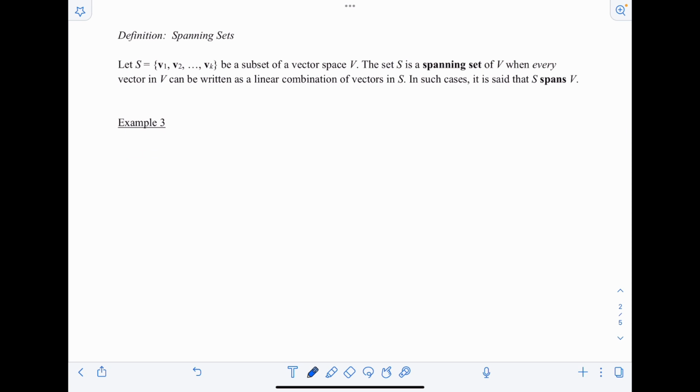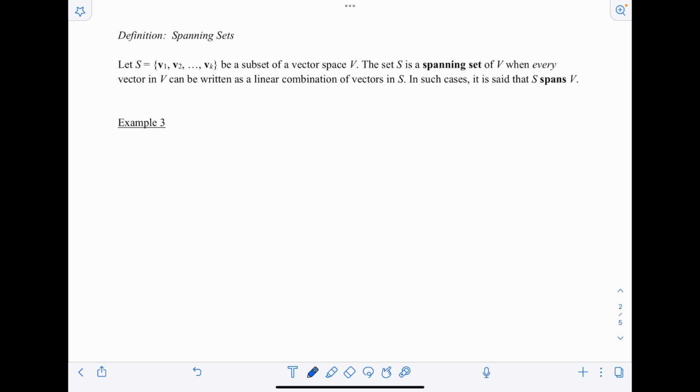So now that we understand, hopefully, what a linear combination is, let's talk about this idea of spanning sets. Our definition says let S equal {V1, ..., Vk} be a subset of vector space V. So the set S is a spanning set of V when every vector in V can be written as a linear combination of vectors in S. In such cases, it's said that S spans V.